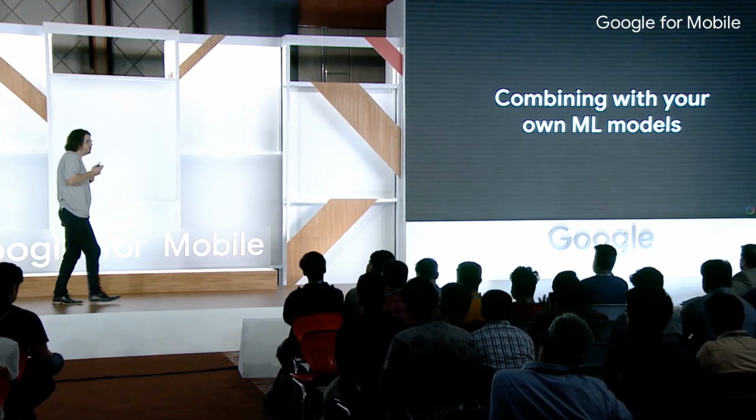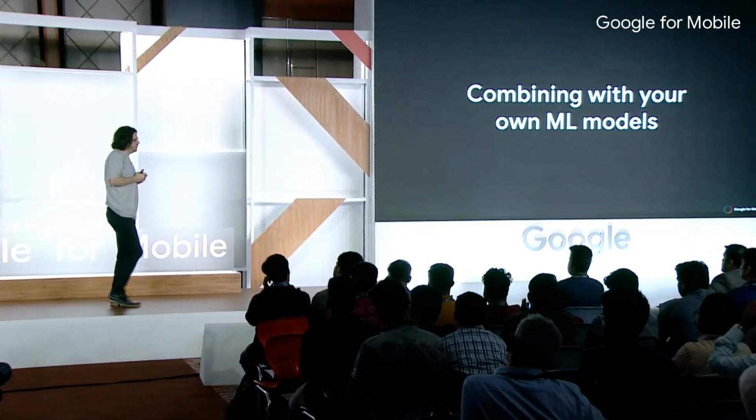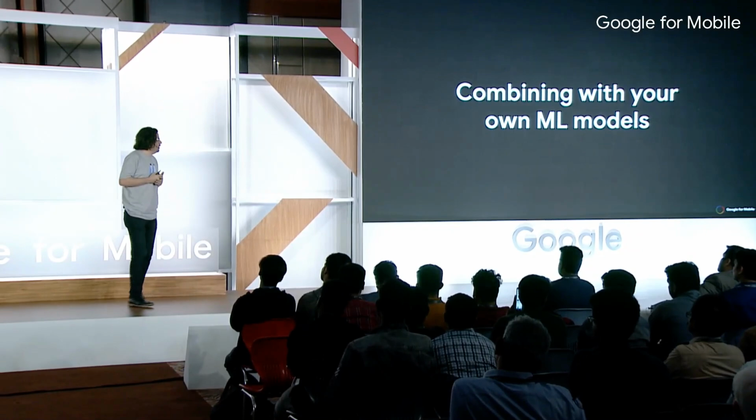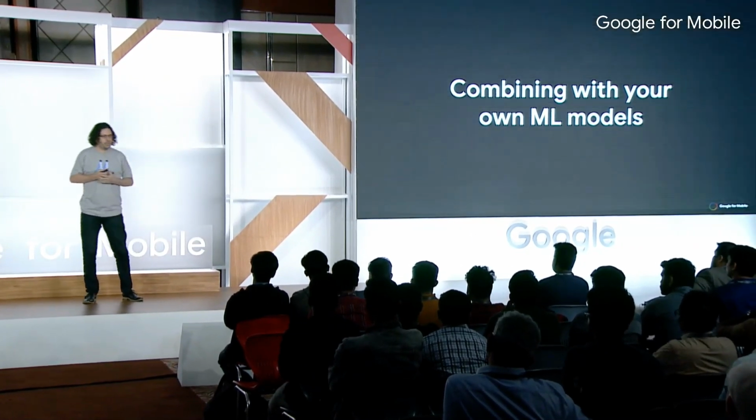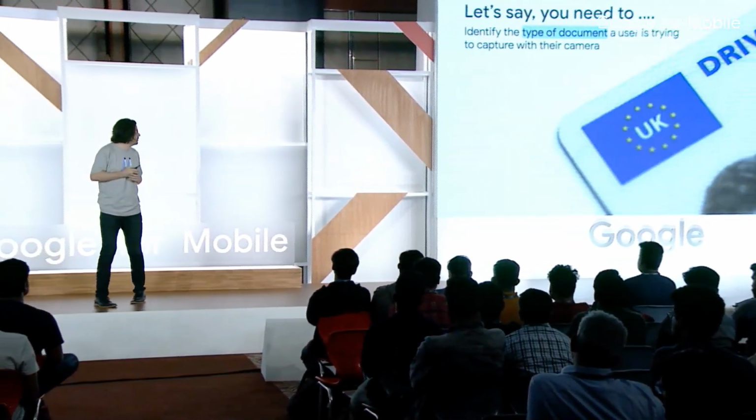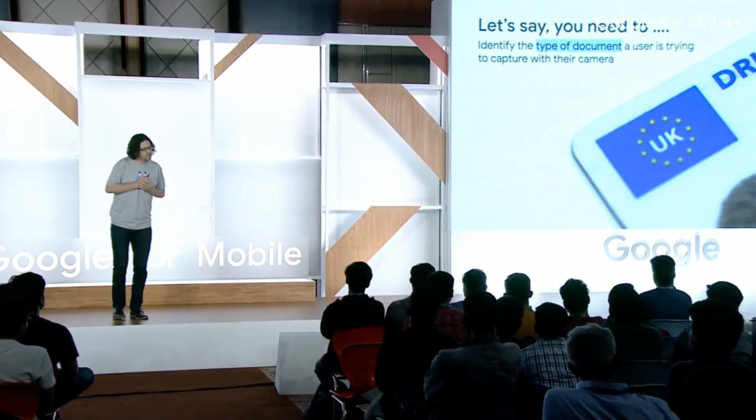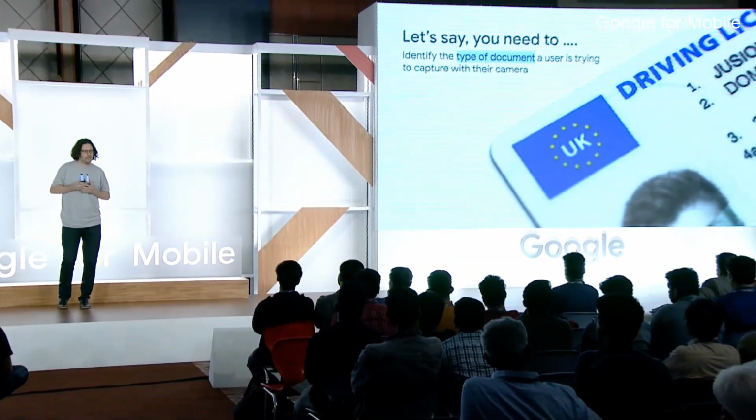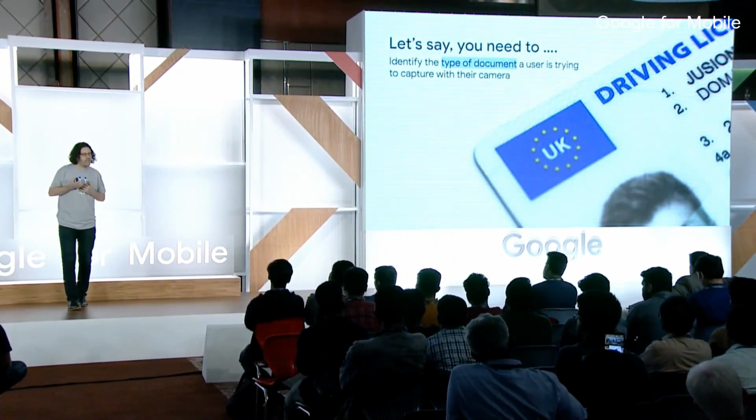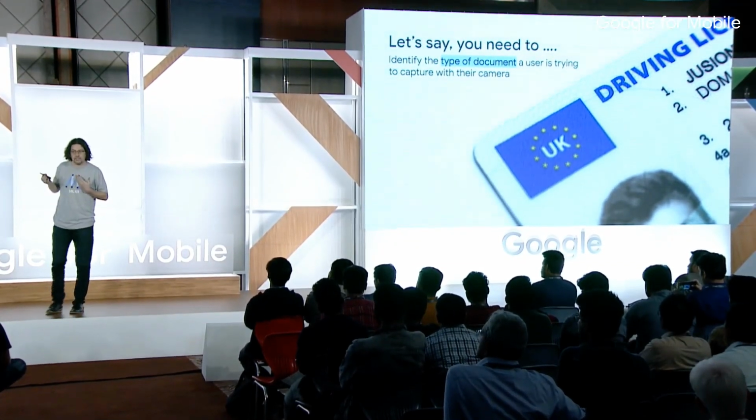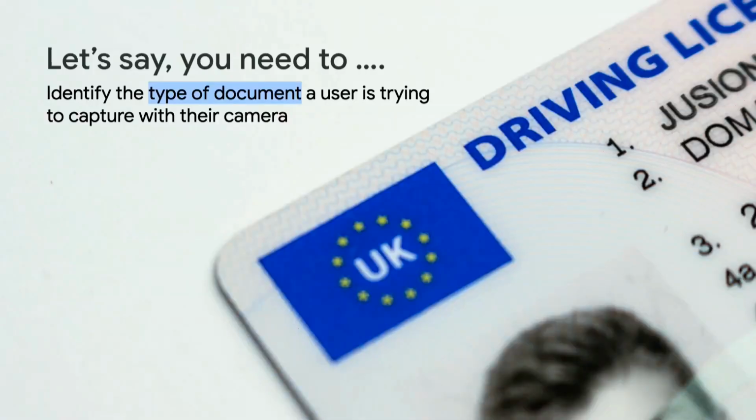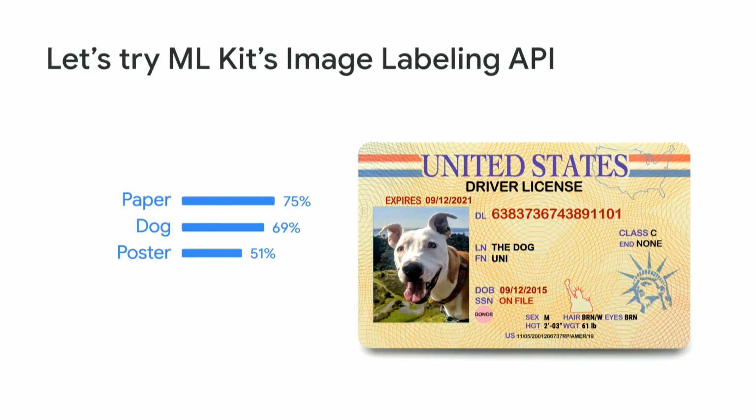Okay, so let's say you build your own ML model. Typically, in certain cases, it makes sense to combine it with MLKit, so with the base APIs. So let's walk through one example. Let's say you have an app in which you ask a user to upload a form of identification. Let's say a driver license. But you want to make sure that it is a driver license that they upload rather than the picture of a receipt, for example.